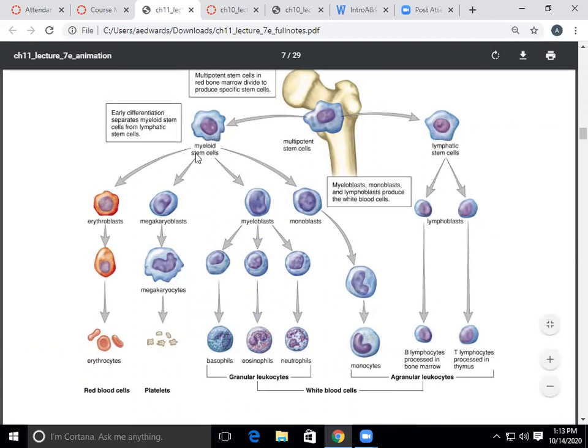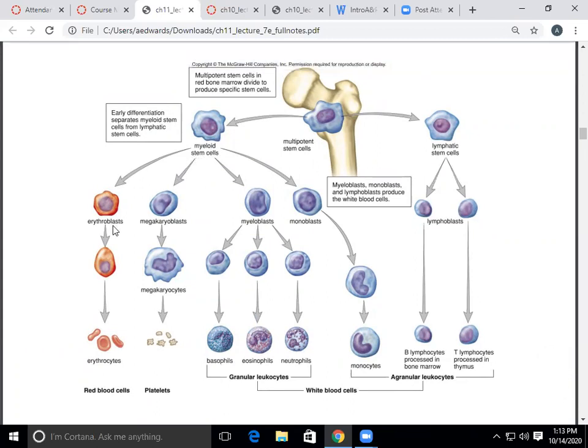Some of those myeloid stem cells will differentiate into erythroblasts. Remember, blasts are building, so they're going to become red blood cells or erythrocytes. Some of these myeloid stem cells will differentiate into megakaryoblasts, which make megakaryocytes, which make your platelets. Platelets are kind of like cell fragments. Some of the myeloid stem cells will differentiate into myeloblasts, which help you create your granular leukocytes, like your eosinophils, basophils, and neutrophils.